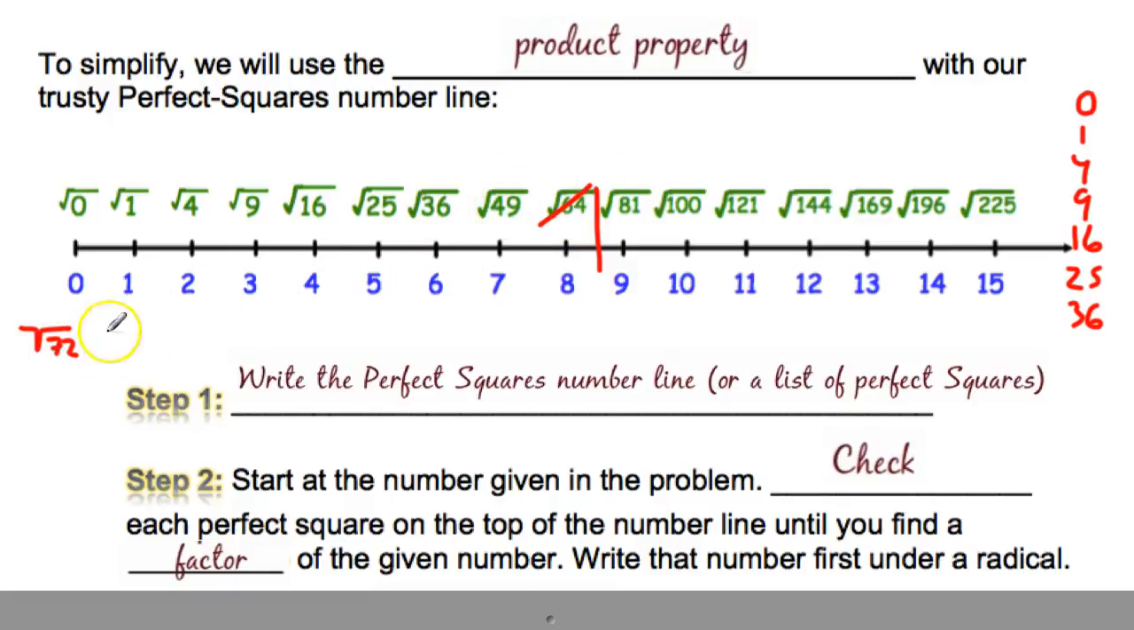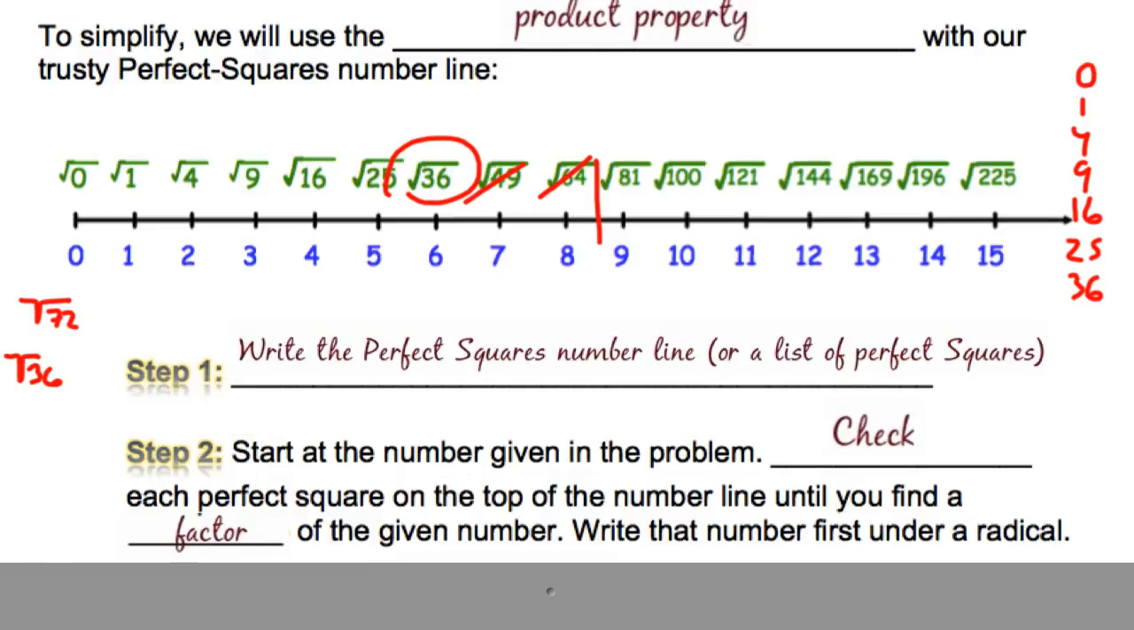49, can that be divided into 72? No. What about 36? Well, yes, that can. So 36 times 2 equals 72. So what do I have to do? Write that number first under a radical. Alright, so I'm going to write the square root of 36.